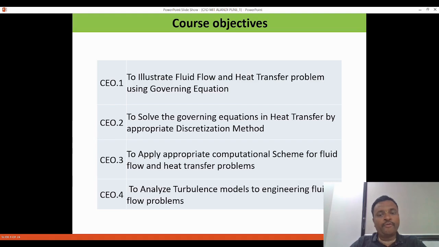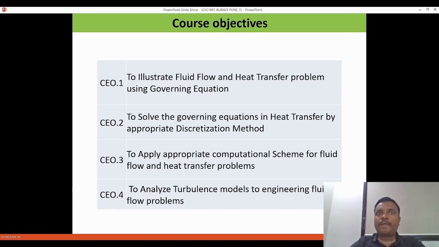The third objective is to choose or apply appropriate computational schemes for solving fluid flow and heat transfer problems. Many times it becomes a challenge for CFD engineers to debug errors, so that the simulation goes ahead and we get appropriate results. Many times it happens that we choose the wrong scheme, so it becomes difficult to get the proper solution. This course will give you an idea of which computational scheme is best for a particular group of problems.